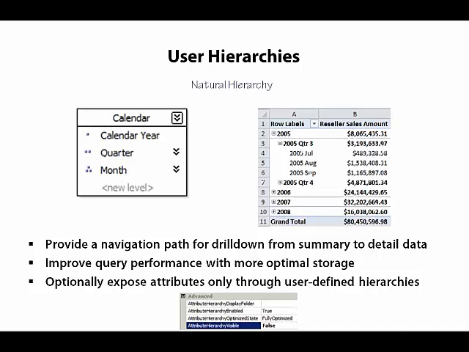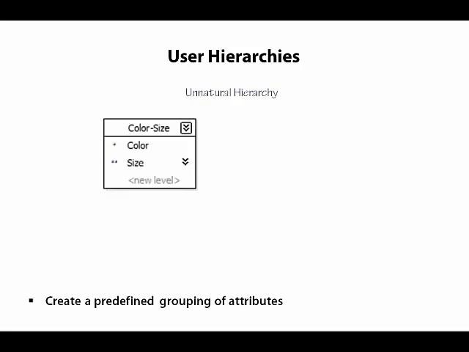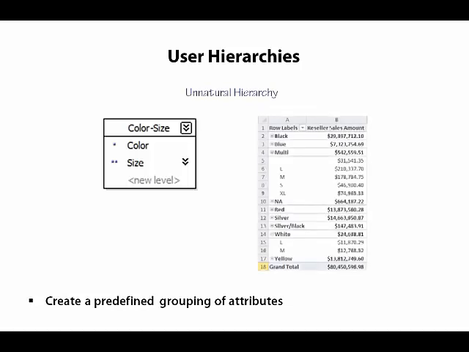Incidentally, we call this type of hierarchy a natural hierarchy when each level in the hierarchy has a one-to-many relationship with the level below. We can also create an unnatural hierarchy. The purpose of an unnatural hierarchy is to just provide a predefined grouping of attributes. So for example, in the product dimension, we might have users who frequently analyze product sales by color and by size. So we set up the hierarchy with the color and size attributes as we see here, and then users can use this hierarchy in the browser to drill from color to size.